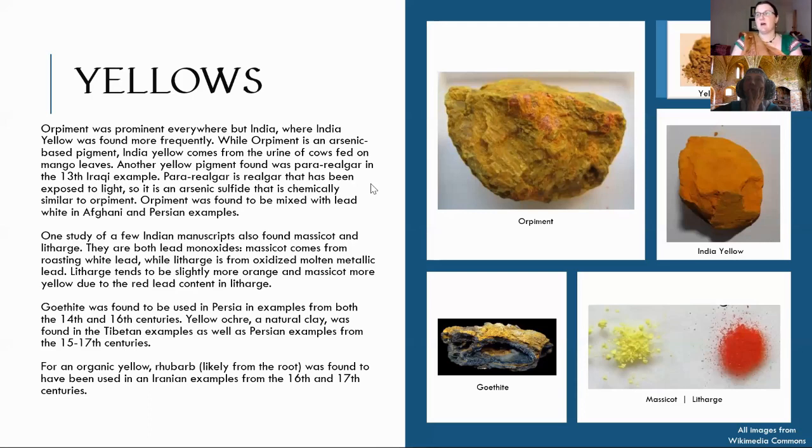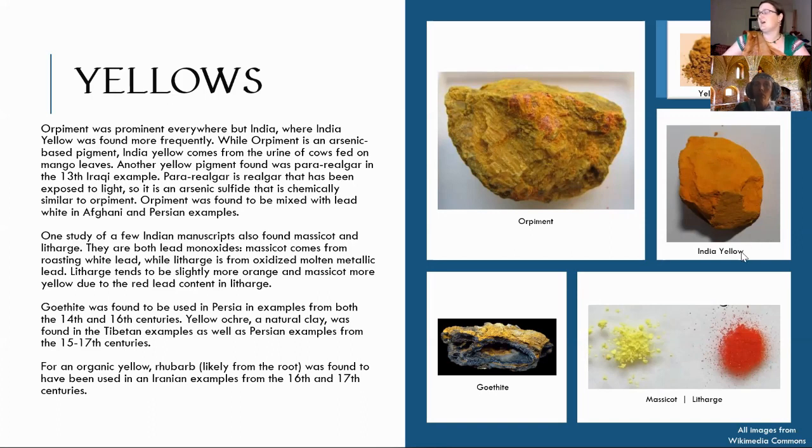So yellows. Orpiment is your yellow. Orpiment is your go-to unless you're doing India, and then India was using India yellow, which is no longer in production because India yellow is made from feeding cows exclusively mango leaves, which have no nutritional value, and it is made from processing their urine. So India yellow is no longer allowed to be produced because it is cruel, but there are many synthetic India yellows that are gorgeous.